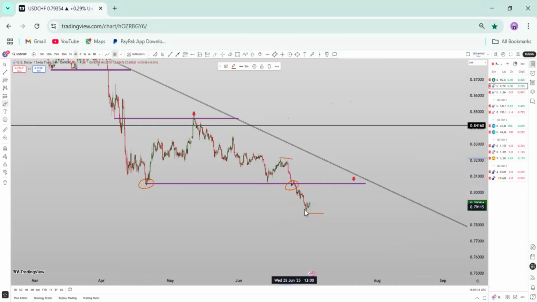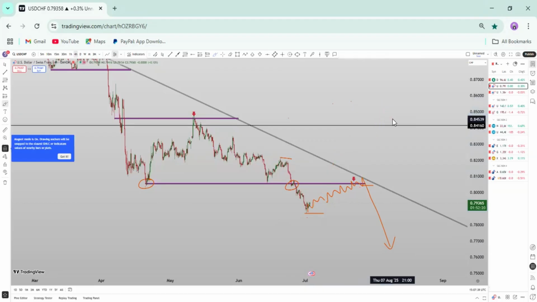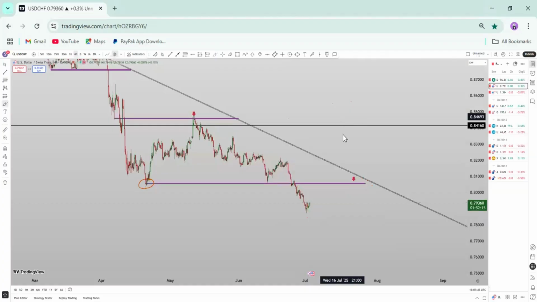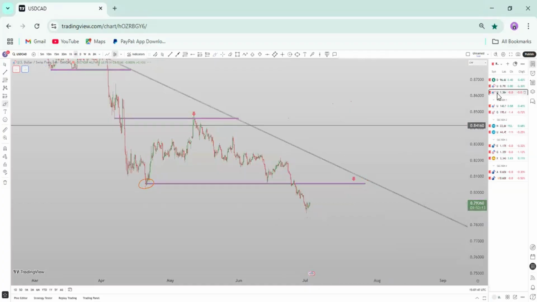So what I'm expecting to see is this pair also doing the same as DXY, doing some retracement around here. Then I will have another setup, or I will look for an entry to sell USD CHF. That's my first confluence. My second confluence: if the market decides to break this trend line around here, to the upside, then I will wait for a test. Then I will buy USD CHF. But for now, my bias is on sell.